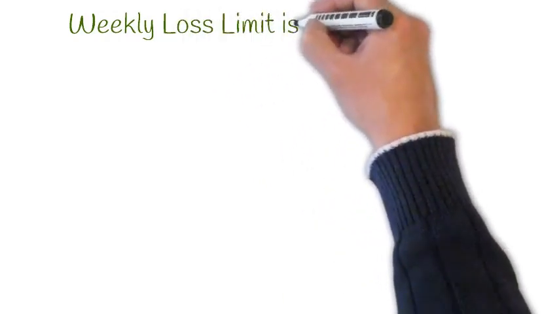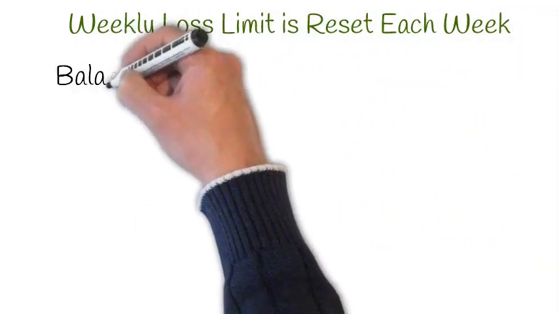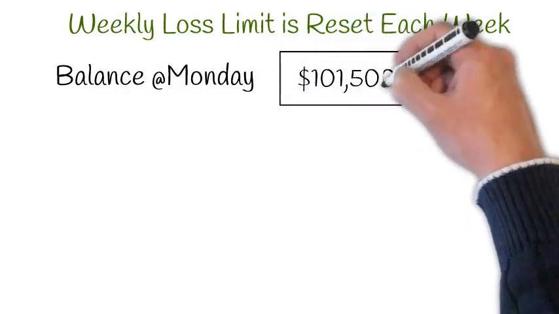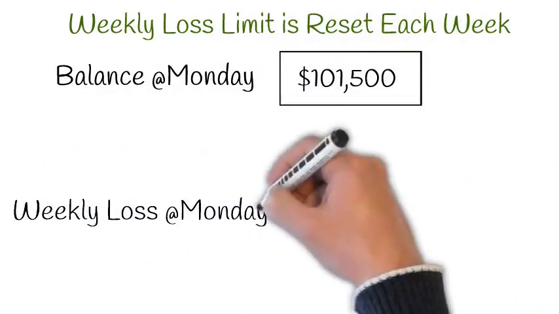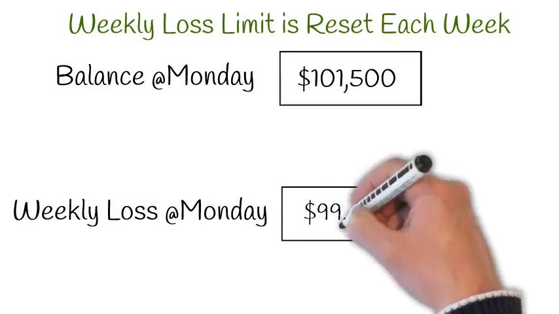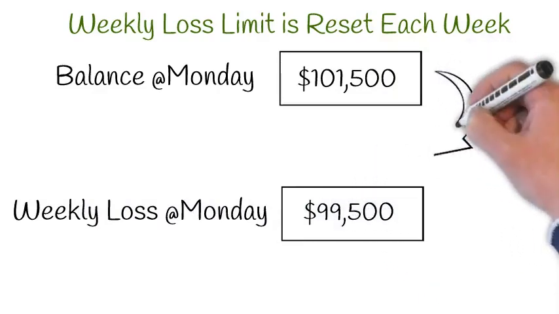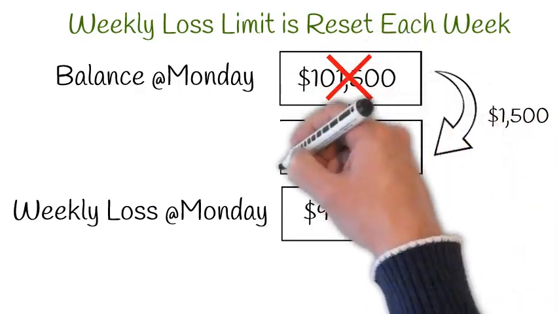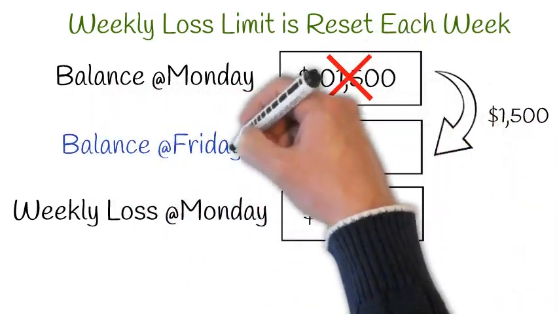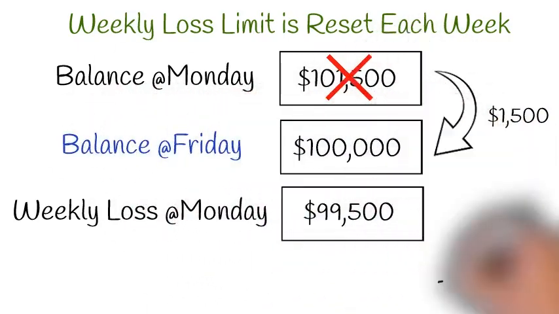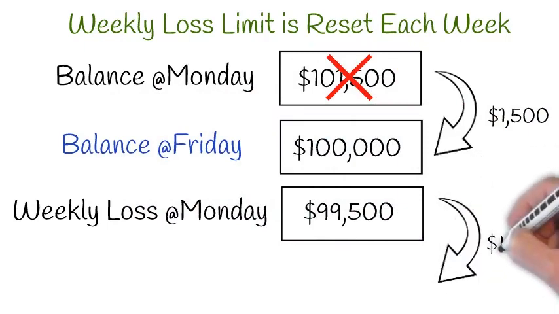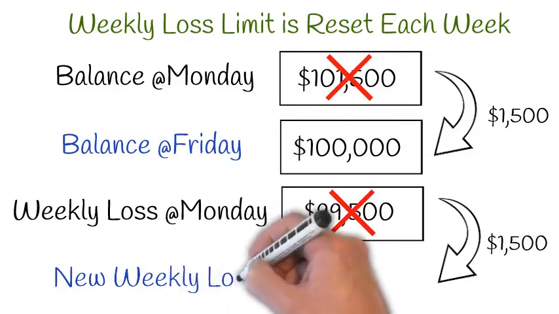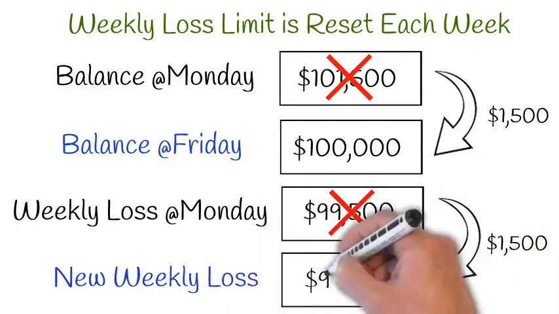Now, let me give you some examples to show you how these work. The weekly loss limit is reset each week. Say the balance at Monday is $101,500. That would make your weekly loss limit on Monday $99,500. Now, say during that week you lost $1,500. Your balance at Friday is now $100,000. That would mean the following Monday, your weekly loss limit would be $98,000.